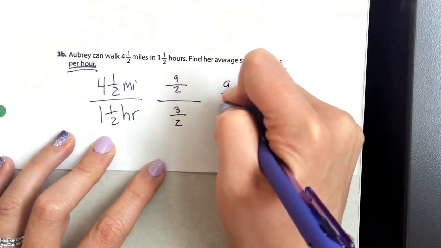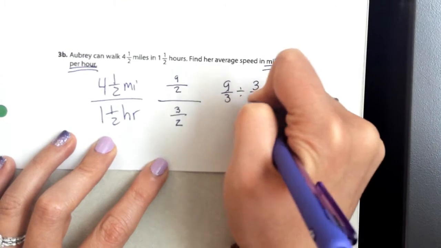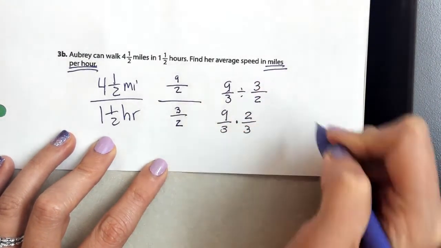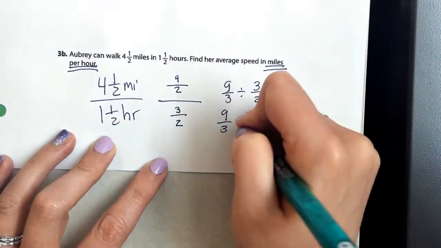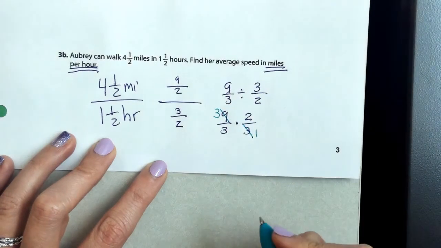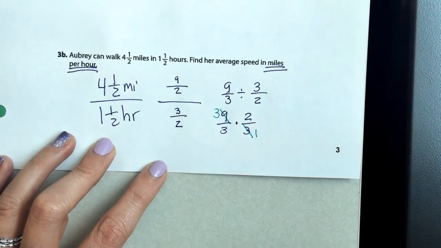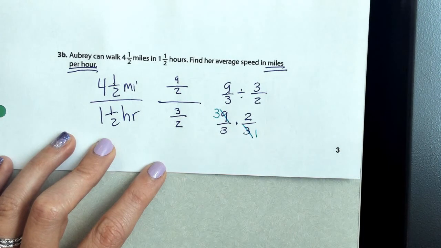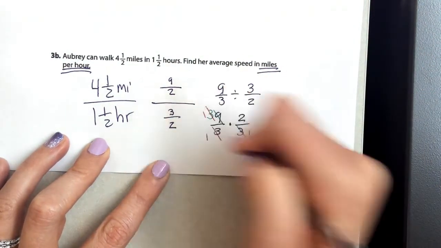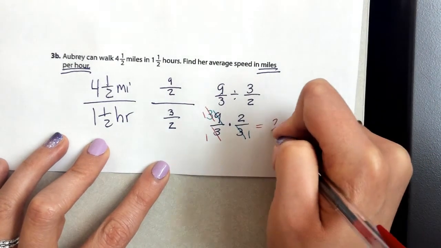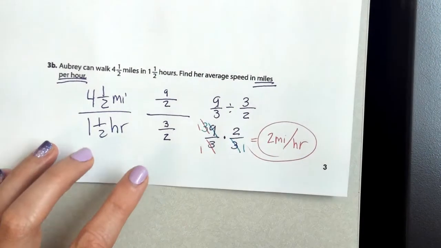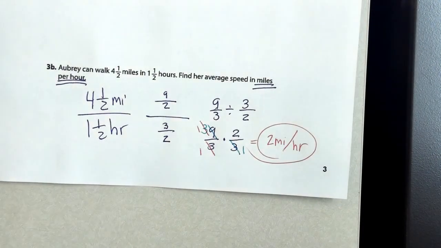So that's 9/2 divided by 3/2. I do my keep, my change, my flip. I can simplify. 3 divided by 3 is 1, 9 divided by 3 is 3. And from there, you could actually simplify more if you wanted to. And you could say 3 divided by 3 is 1, 3 divided by 3 is 1. When you multiply straight across, you get 2 miles per hour.